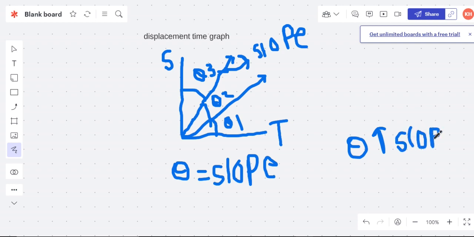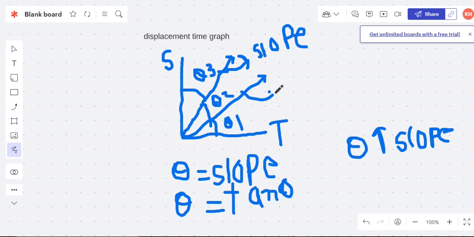In reality, the slope is tan theta. In actual fact, these lines represent velocity. So the slope of this displacement-time graph represents velocity. This is the first case that I'm going to discuss here.